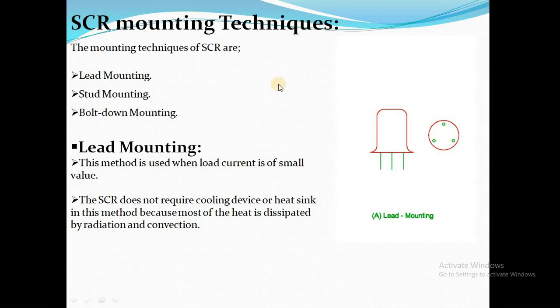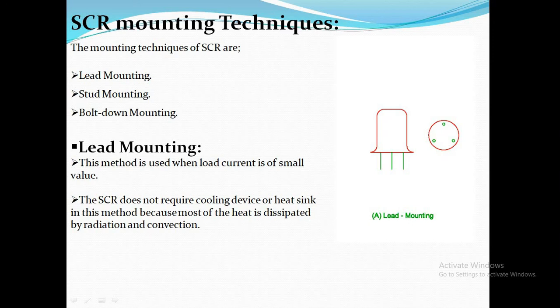Next is SCR mounting techniques. SCR mounting technique means that for any practical application, if we are using an SCR, then the SCR is connected in different ways based on the current rating of that particular application. And whenever an SCR is used, it is mounted on a heat sink.